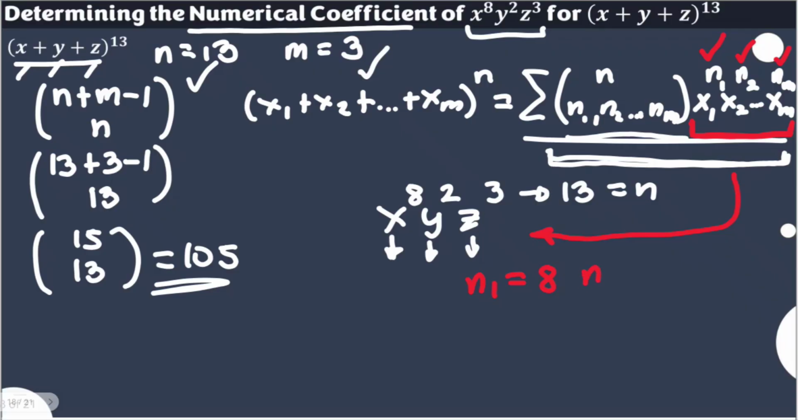For y squared, that's our n sub 2, and for n sub 3, that's for your z, that's actually your 3. Now, we were able to identify this, so we can now solve for the numerical coefficient. Surprisingly for this item, since the terms x, y, and z for the trinomial to be raised to the power of 13 have numerical coefficients 1, 1, and 1, it's easy for us to solve for the numerical coefficient only by subjecting to this formula.